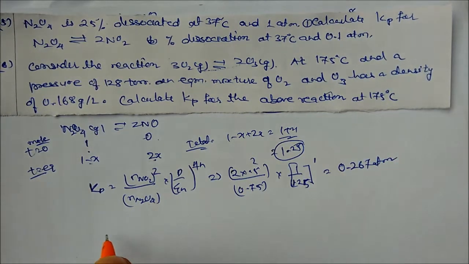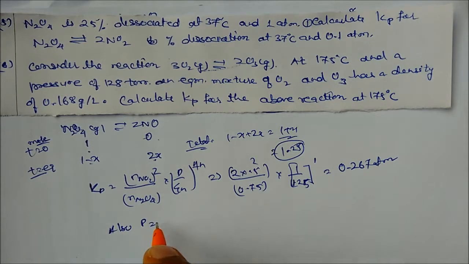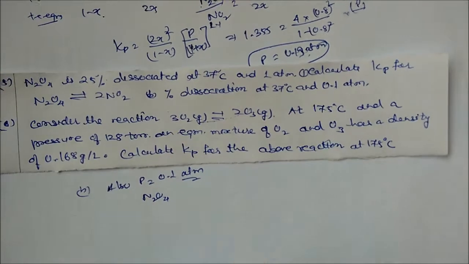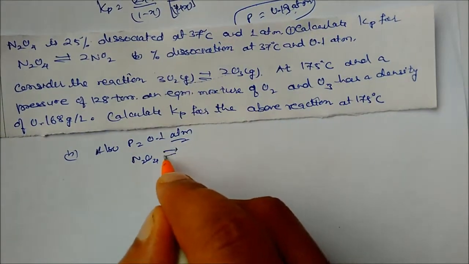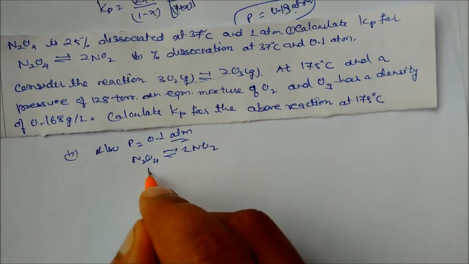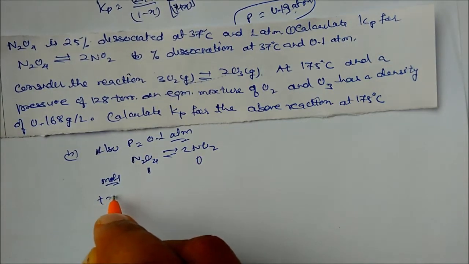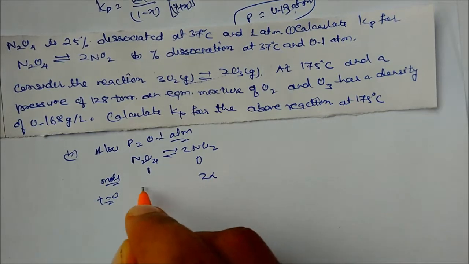Also we have to find, for the second question, the B part, when pressure is 0.1 atmospheric pressure. So we know the Kp, so we can use this pressure, and after using pressure we will find this alpha value. So again, use the same reaction: N2O4 will give you 2NO2. So here it is 1, so initial moles will be 1, this will be 0, and at equilibrium moles will be this 1 minus alpha, this will be your 2 alpha.